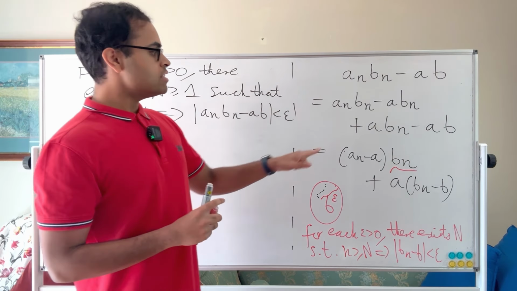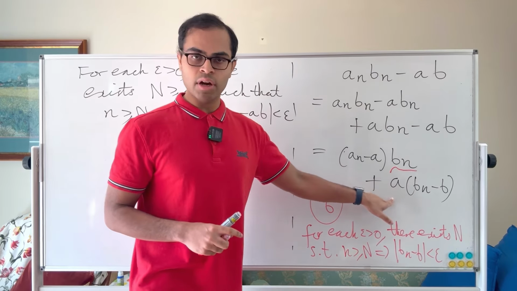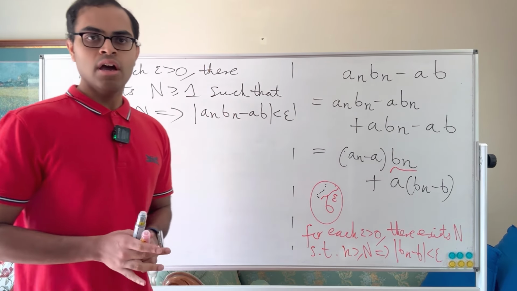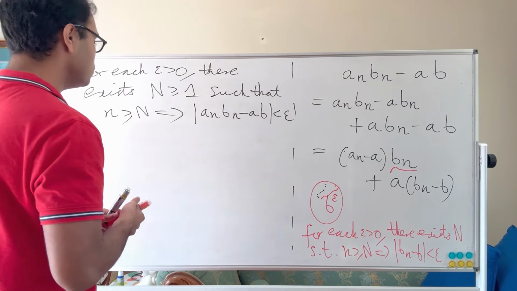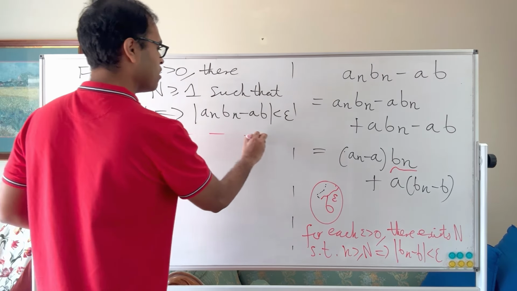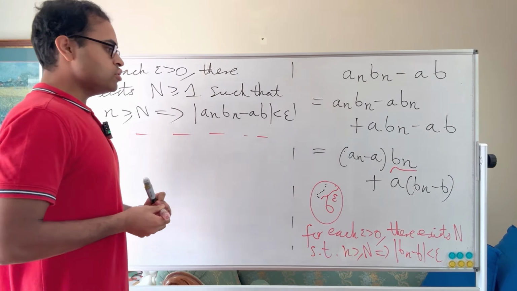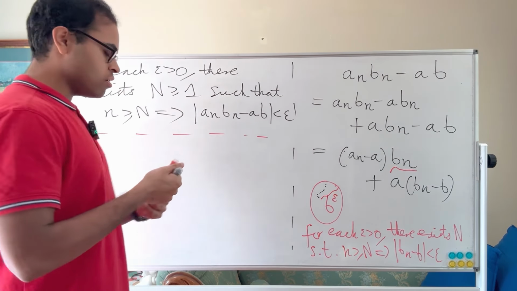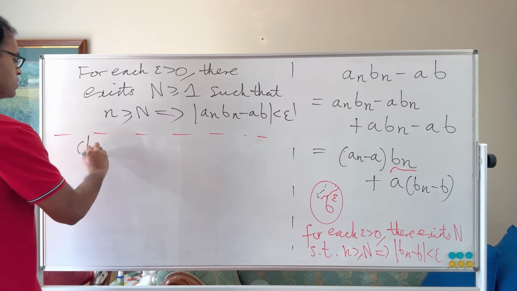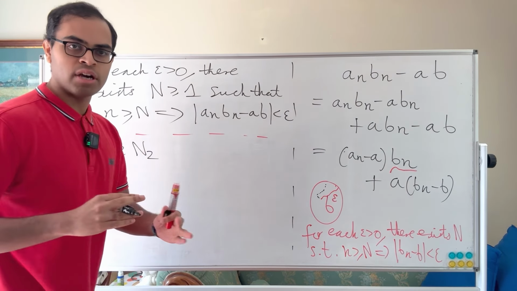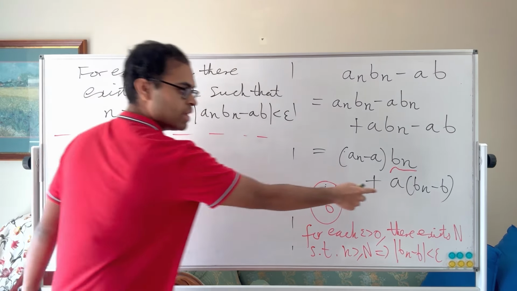Now we have to estimate this sum. How do we choose our big N so that this is less than epsilon? We're going to do this in 2 steps, and I'm going to start off with this term because it's going to be slightly easier to see. So I'm going to choose an N2. There are going to be 2 different choices we're going to make. The first one is N2, to make this small.